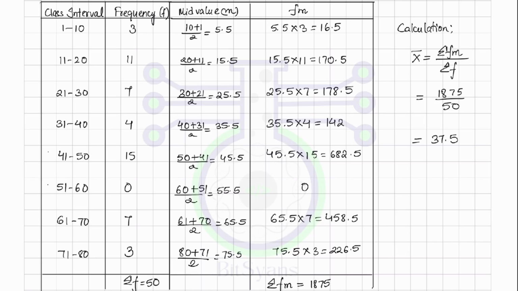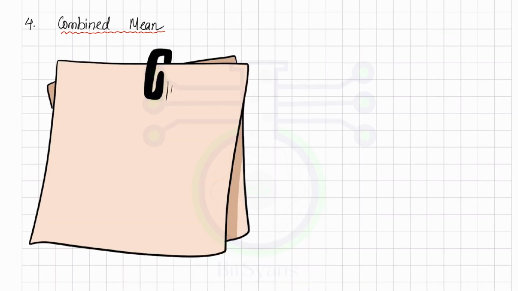So the last one that we are going to cover in this video is the combined arithmetic mean. When two or more distributions are given with their number of items and the arithmetic means, the combined mean is called the combined arithmetic mean. To understand more about the different types of mean that we have covered, you can watch our videos on arithmetic mean. So let's check the formula.